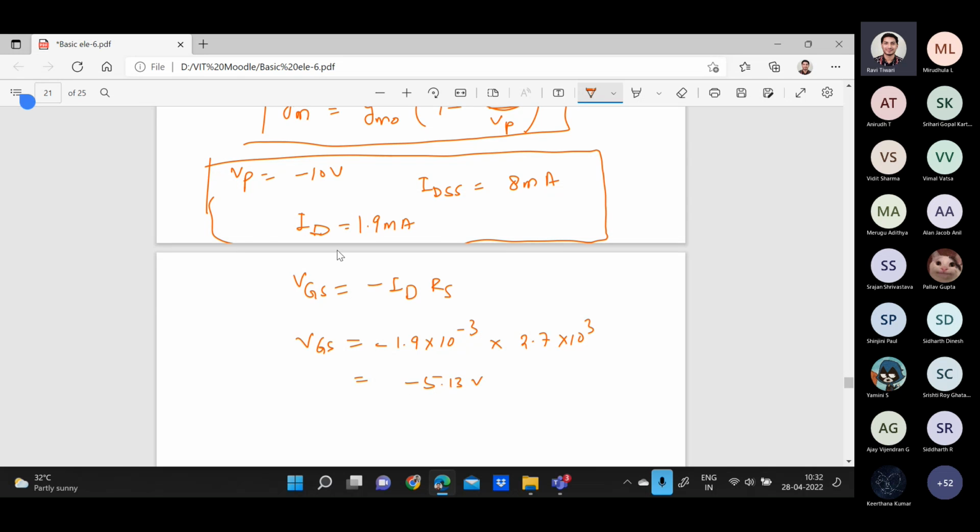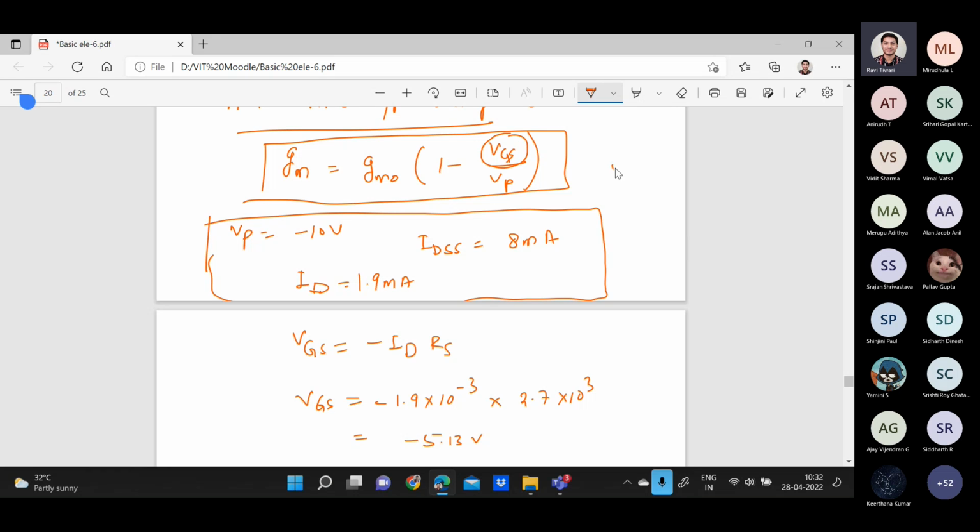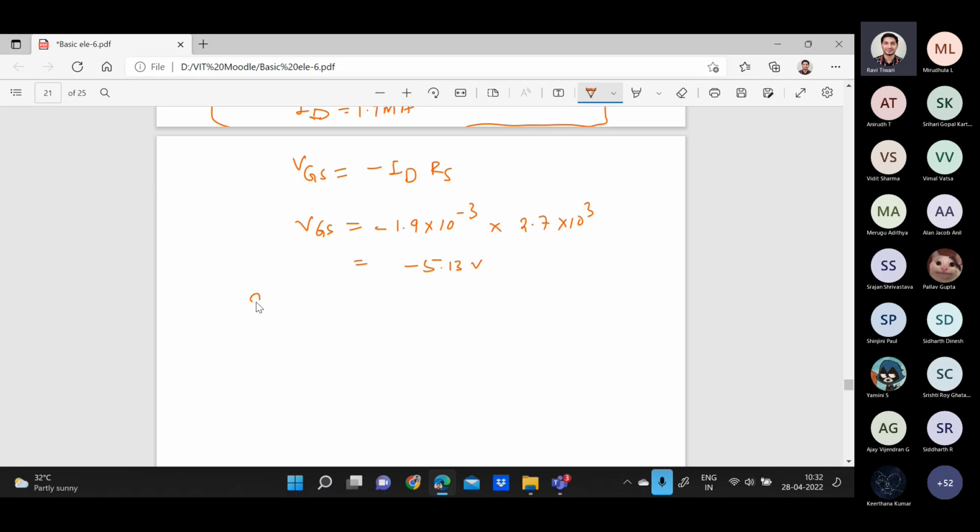Now, as you can see, we require this GM. On that, GMO is very important, that is the maximum transconductance. The formula of GMO is equal to 2 into IDSS divided by VP.